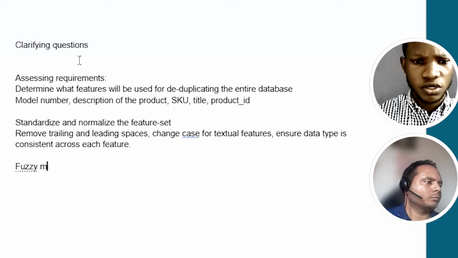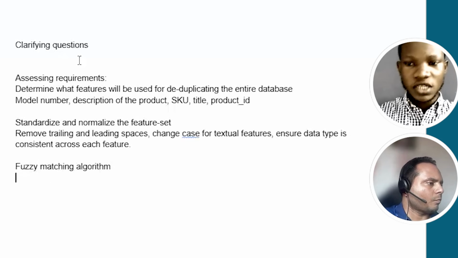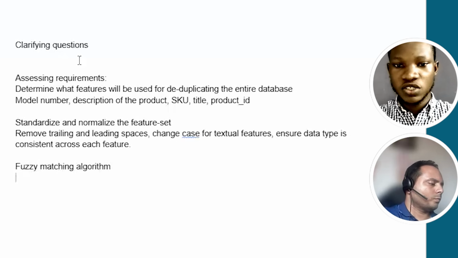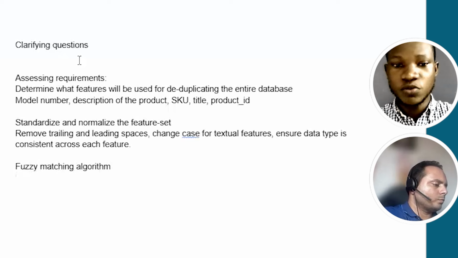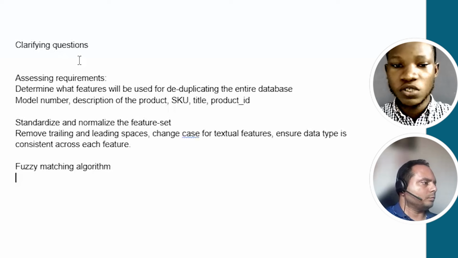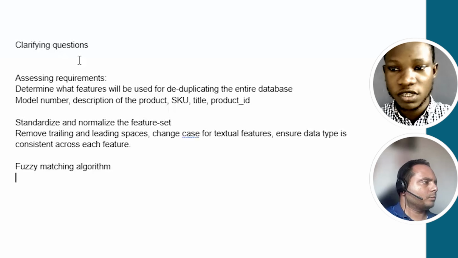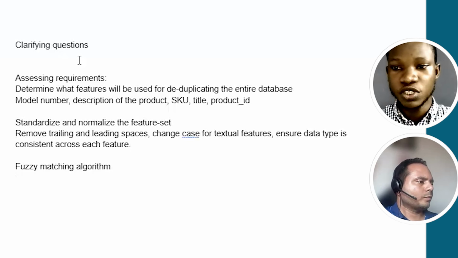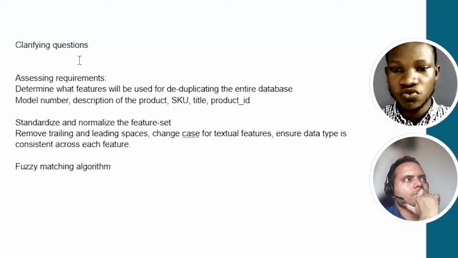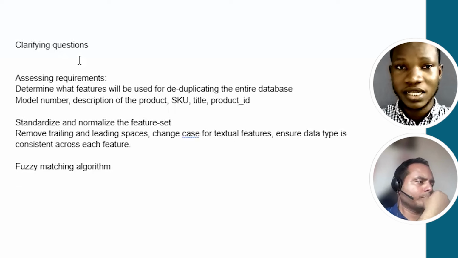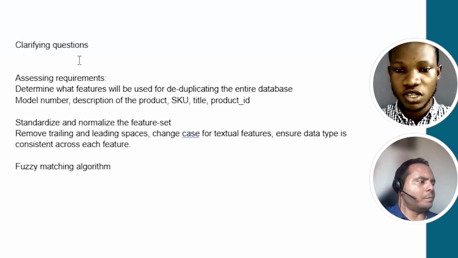You can use a fuzzy matching algorithm, and the fuzzy matching algorithm will take in the feature set that has been standardized and normalized. That will be the model number, description of the product, the SKU, the title, the product ID, and so on. And then it will be used to compare against a potential output data set of those same features. Whatever results come out of the fuzzy matching algorithm will then be used against the database to see if it matches the potential result that we want. So the fuzzy matching algorithm will return the matches between both the input data set and the output data set. And then the result of that will be used to fine-tune the potential result of the deduplication.